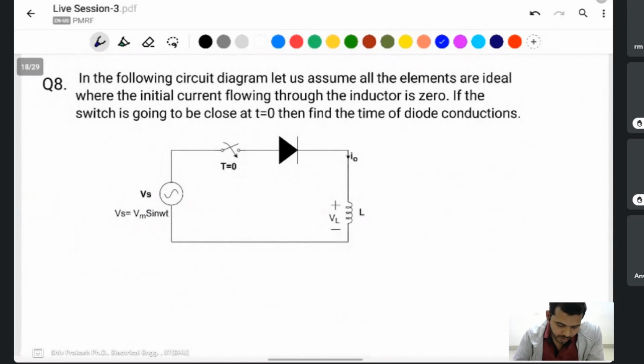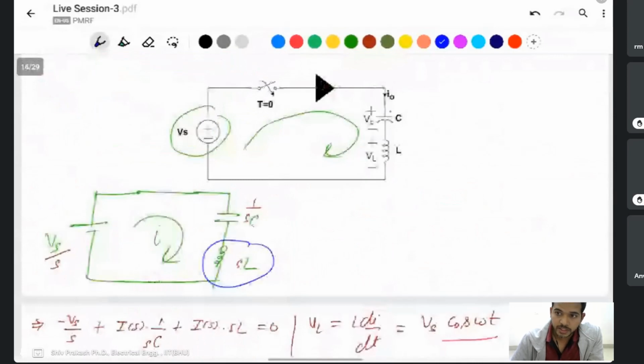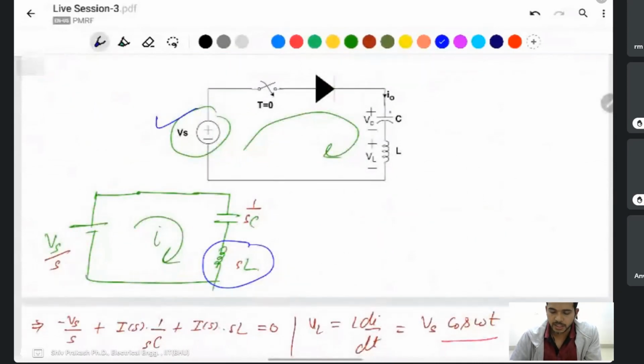Next question is given here. In the following circuit diagram, assume all the elements are ideal, where the initial current flowing through the inductor is 0. If the switch is closed... Sir, in the previous question, what is the nature of the source? DC voltage. If DC voltage is applied to an LC circuit, then you find a sinusoidal current. We are deriving the transient period. Yes, this one is transient. No, I wrote it as steady state.